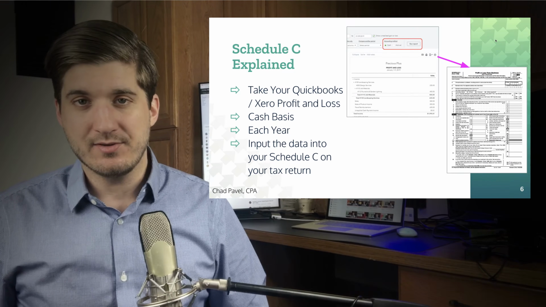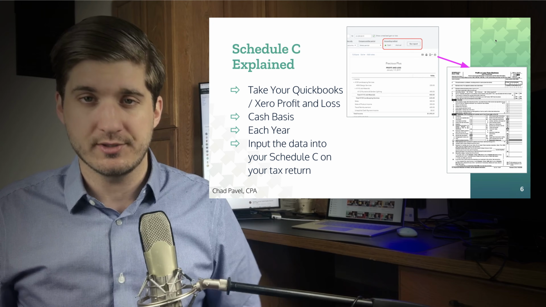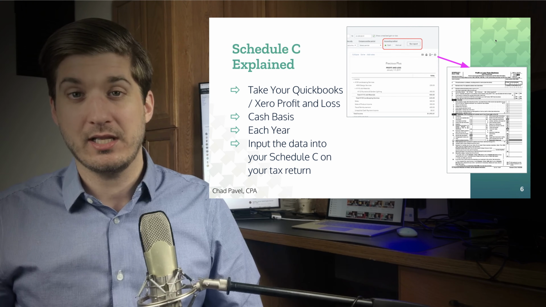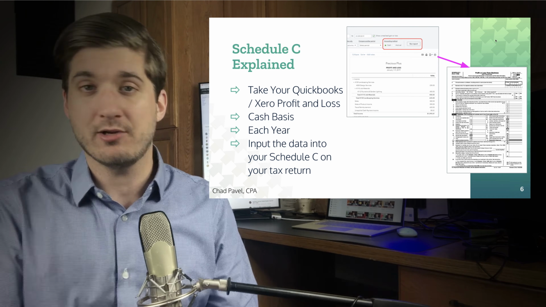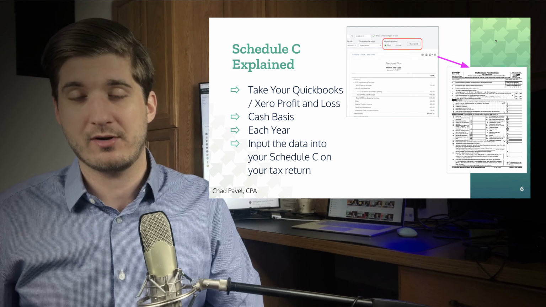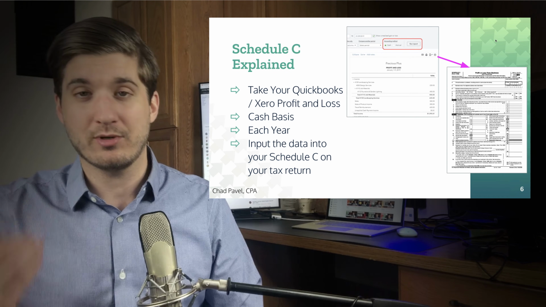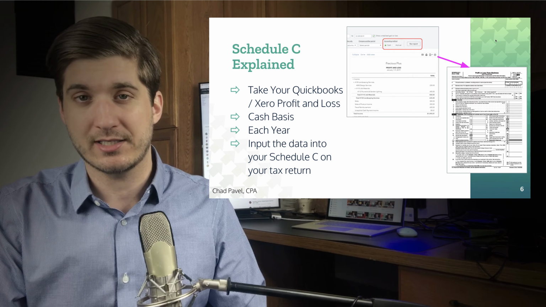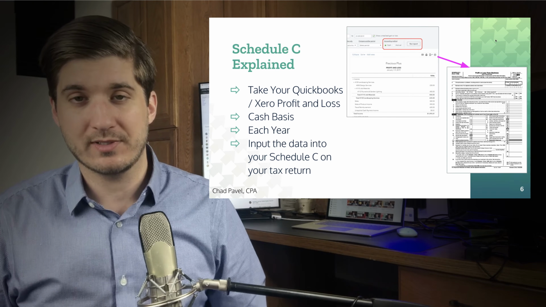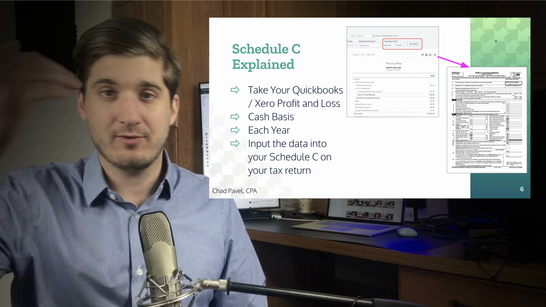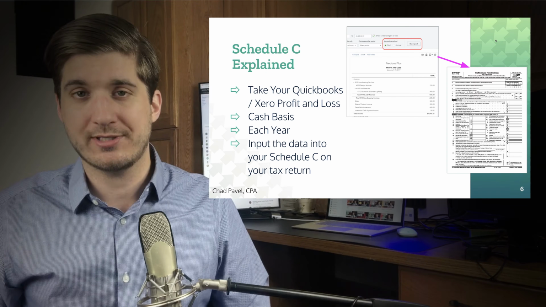So now that we've gotten those topics out of the way, here's how a Schedule C actually works on your tax return. At the end of the year, here's what you're going to do. You're going to take your profit and loss from your accounting system like QuickBooks or Xero. If you don't use an accounting system, you're going to have to use your bank accounts to total up all of your cash receipts related to sales, all of your cash disbursements related to actual business expenses, and your revenue minus all of your expenses equals your net income or your taxable profit.